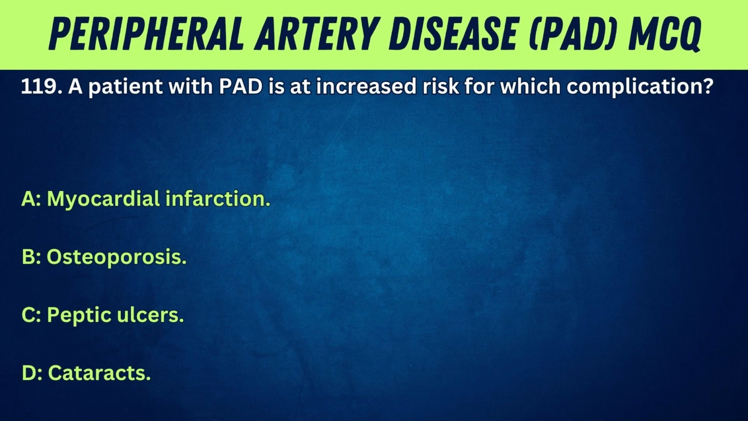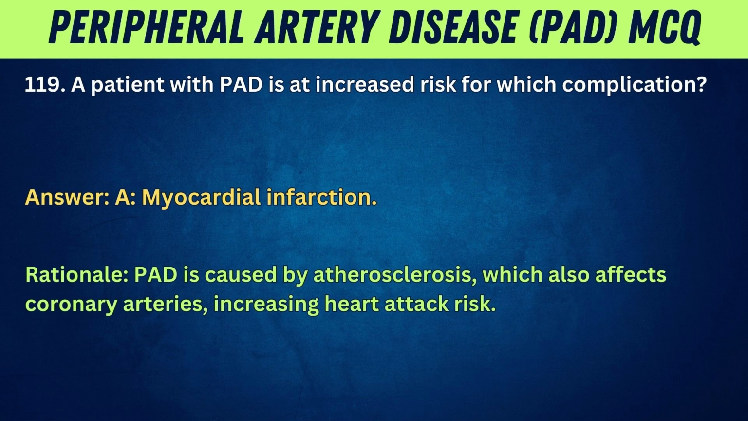119. A patient with PAD is at increased risk for which complication? A. Myocardial infarction. B. Osteoporosis. C. Peptic ulcers. D. Cataracts. Answer: A. Myocardial infarction. Rationale: PAD is caused by atherosclerosis, which also affects coronary arteries, increasing heart attack risk.